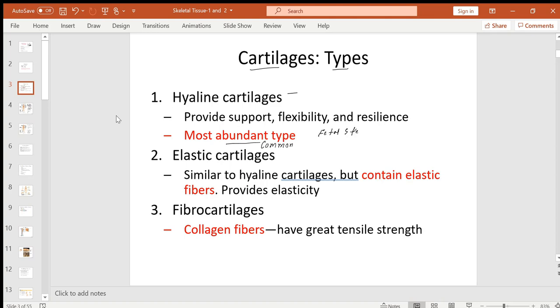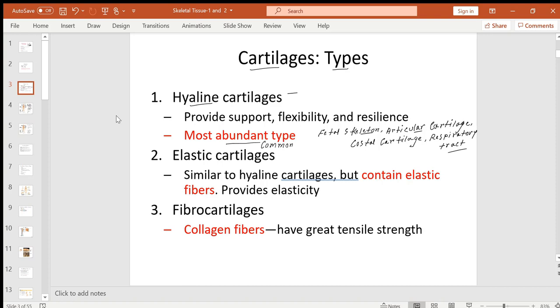Fetal skeleton, then articular cartilage in the joints. Articular means joint. Costal cartilage attached to the ribs in the thoracic cage. Respiratory tract, your larynx, trachea, bronchi, those cartilages are hyaline cartilage. So these are the structures where you will see the hyaline cartilage.